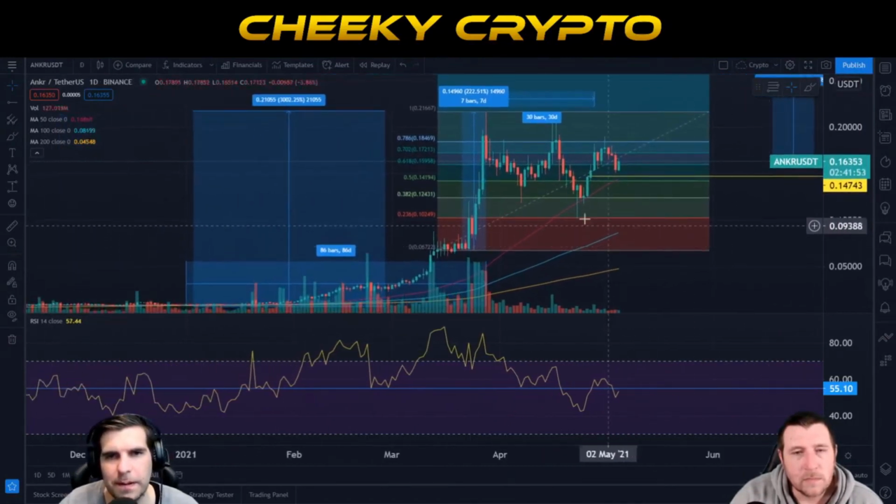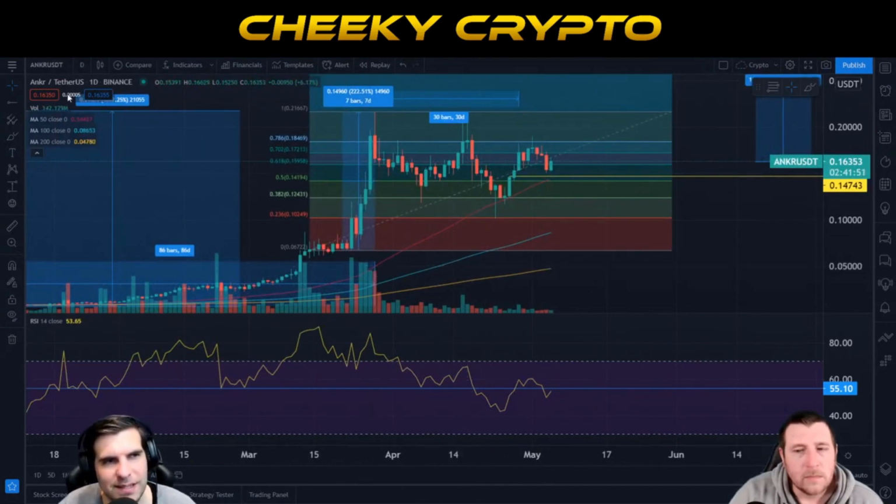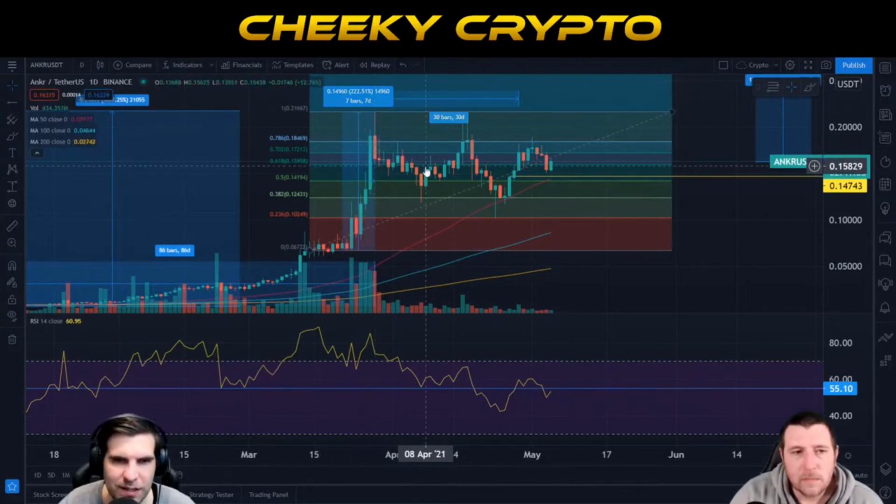Cool. Right. So here we have ANKR to the USDT daily chart. Binance is the data source. We have got a Fibonacci retracement tool on here, and it runs from the 21st of March through to that high of the 28th of March, a 7-day run that saw 222% in gains.